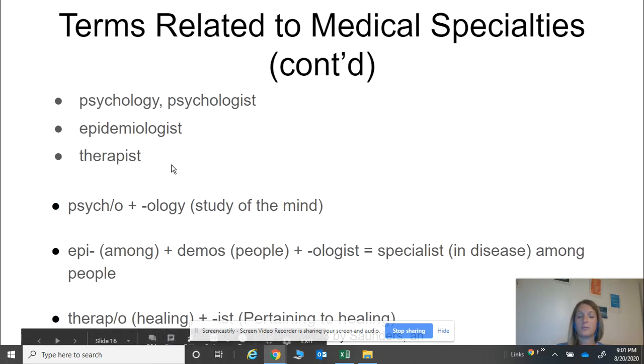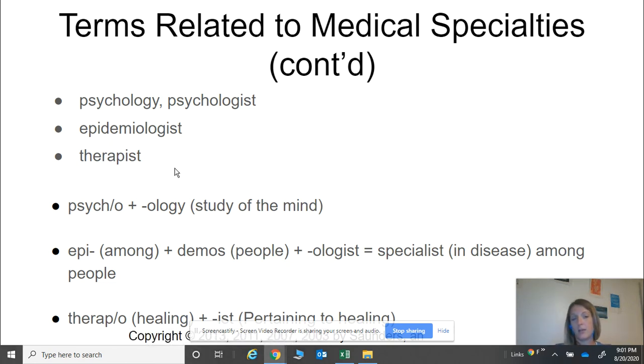So a therapist is pertaining to healing. So you have your physical therapist, so it's pertaining to healing of the physical body. You have your mental therapist or psychological therapist. They're dealing with healing of the mind.